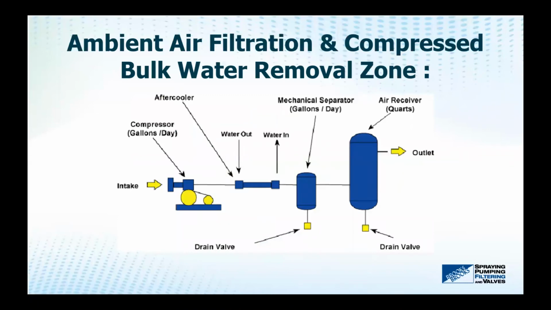In the compressed air system, we're going to split it up into 2 zones. The first zone is the ambient air filtration and compressed bulk water removal zone, consisting of these components: your air intake, the compressor, the water-cooled aftercooler, which could be an air-cooled aftercooler, the separator, and a pressure vessel or receiver.